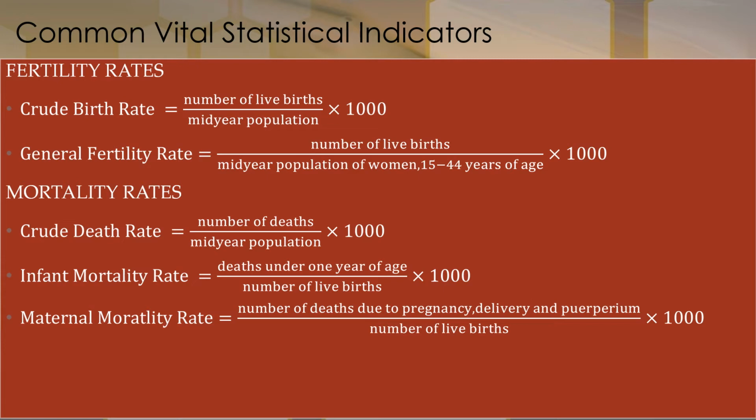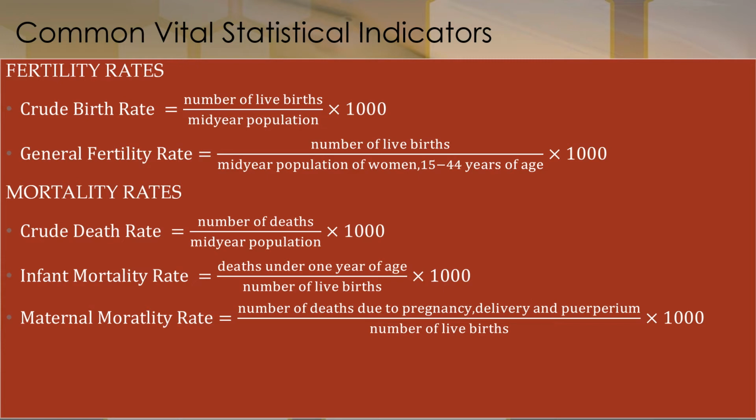Okay, so these are our fertility rates. When I say fertility rates, that would primarily give us an idea of how fast a specific community grows in terms of numbers. We have the crude birth rate, which is the number of live births divided by the mid-year population times 1,000.